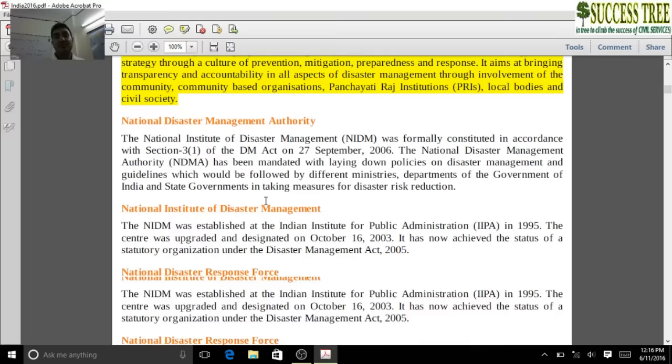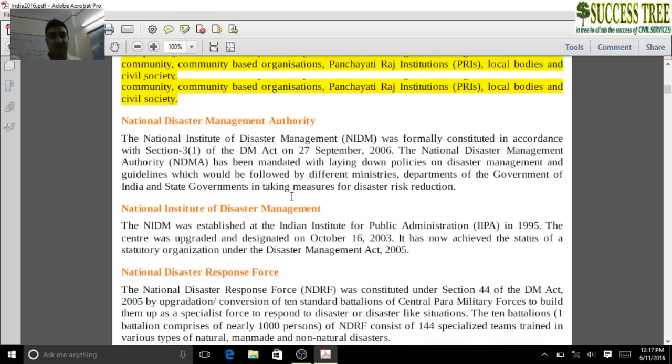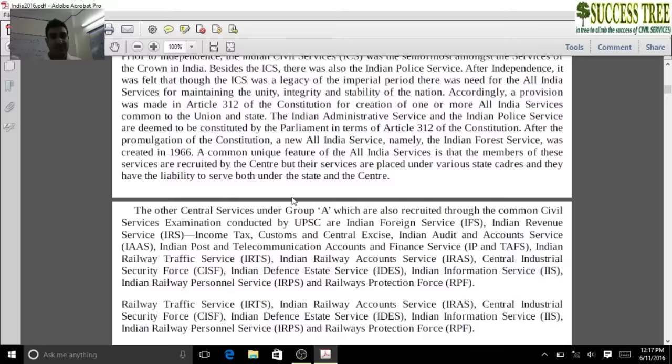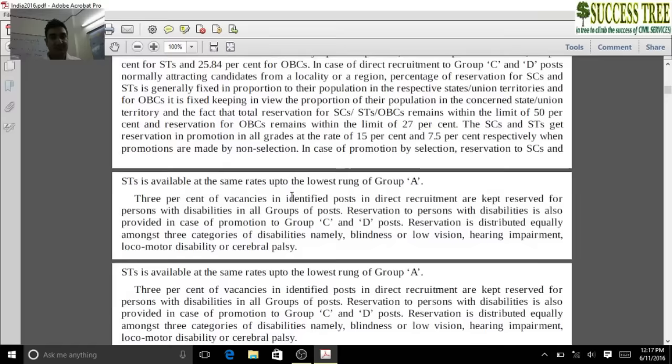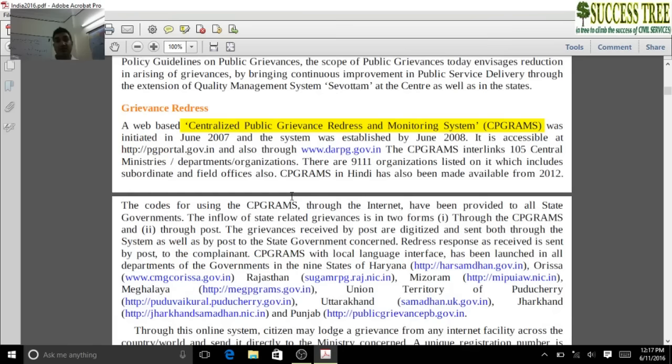Disaster management. These next two topics are for the mains perspective. You can remember them. For disaster management, even a question can come regarding the disaster management response force in the prelims. So various paramilitary forces are involved in the disaster management response force. Basically, for mains it is more important.